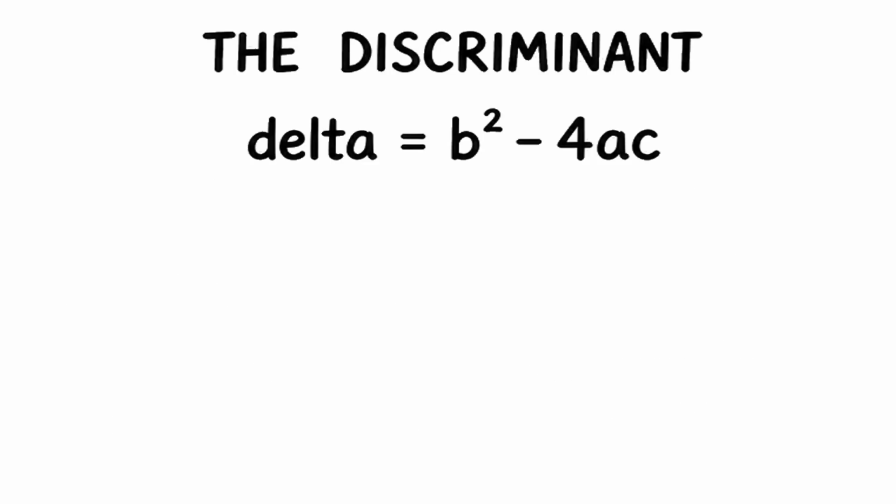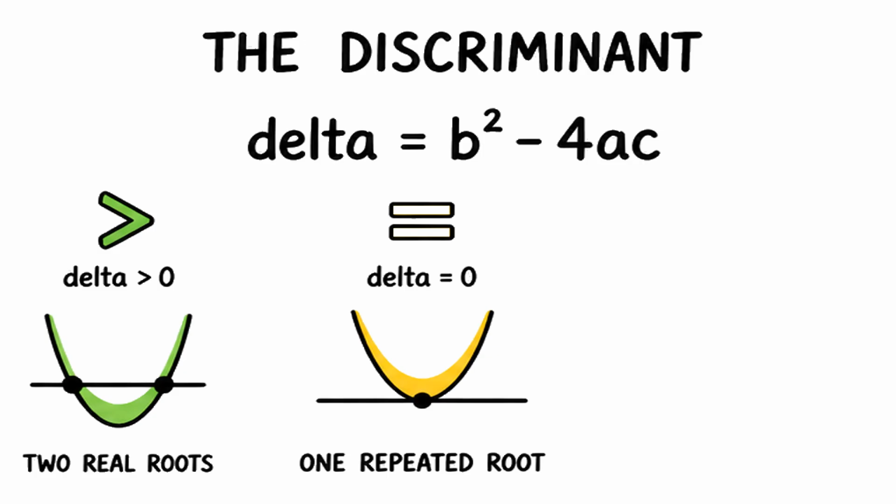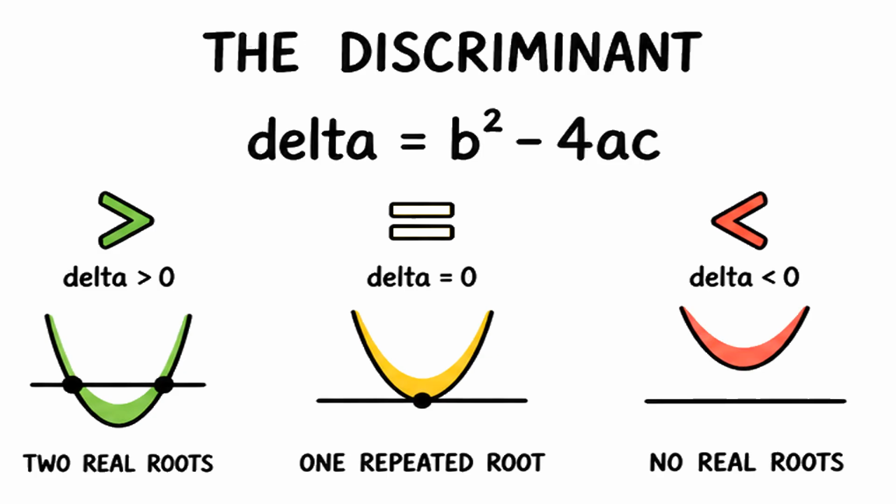The discriminant is delta equals b squared minus 4ac. If delta is greater than 0, there are 2 real roots. If delta equals 0, there is 1 repeated root. If delta is less than 0, there are no real roots.